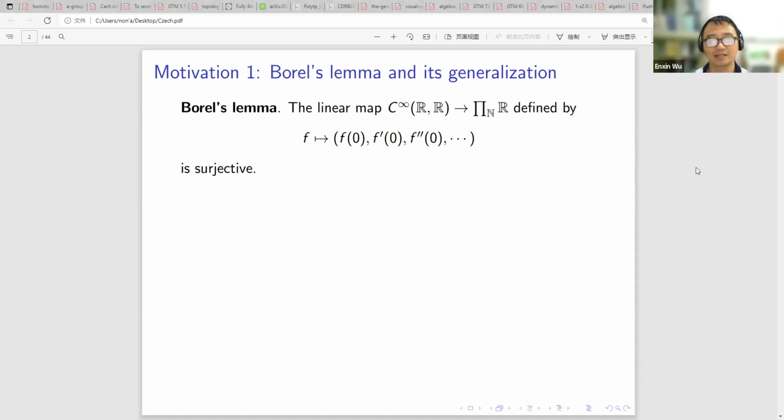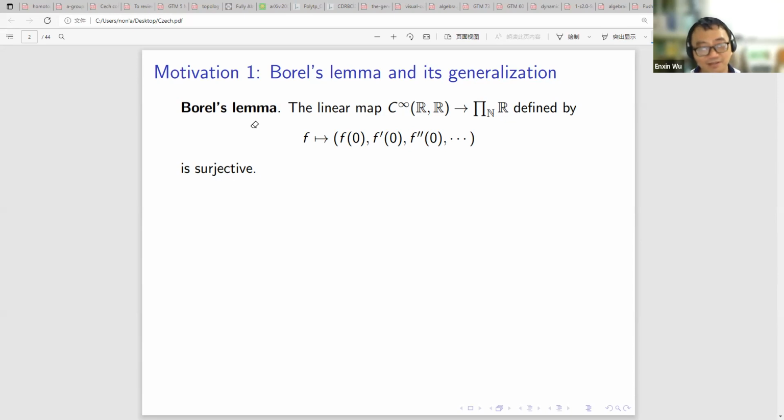Okay, so first, let me start from a motivating example from functional analysis. There is a well-known lemma called Borel's lemma, which says for any smooth function f, if you take its derivatives f(0), f'(0), f''(0), etc., evaluated at 0, you get a map from C^∞(R,R), all the smooth functions from R to R, to the infinite product of R. This is clearly a linear map because all the derivatives are linear. The amazing thing is this map is surjective. This is called Borel's lemma.